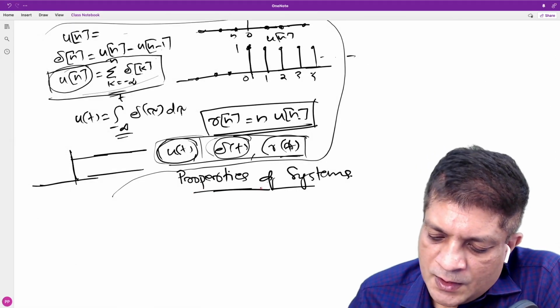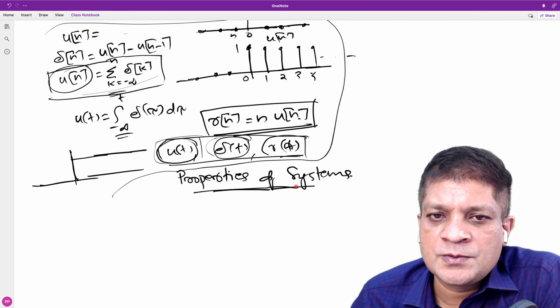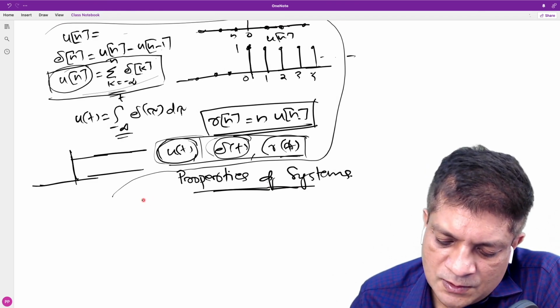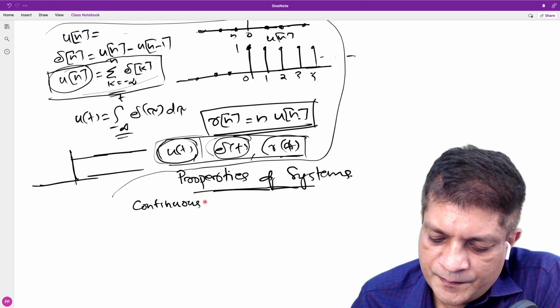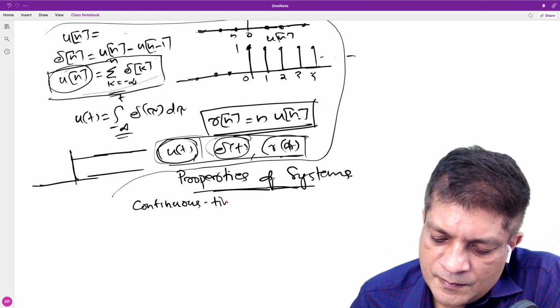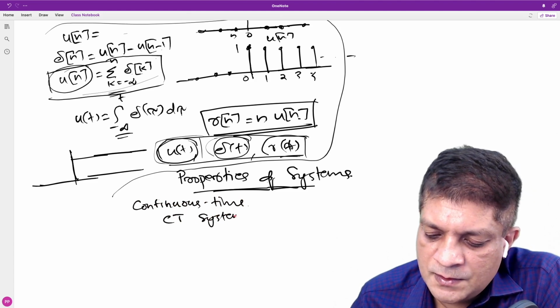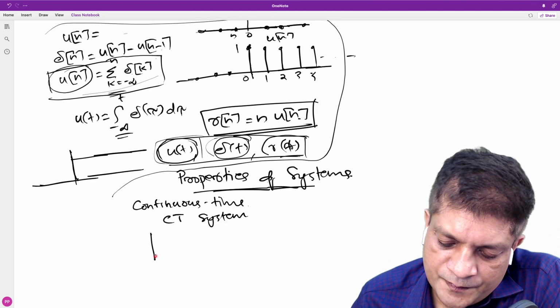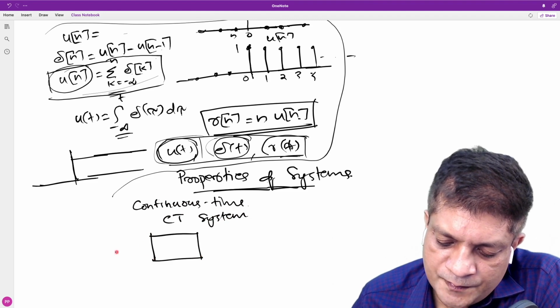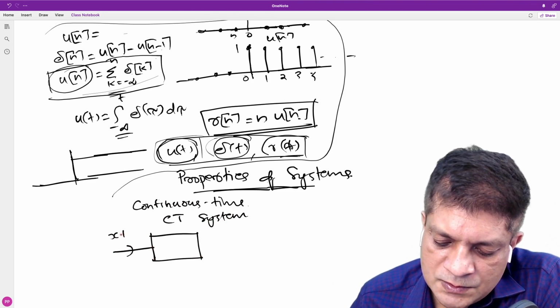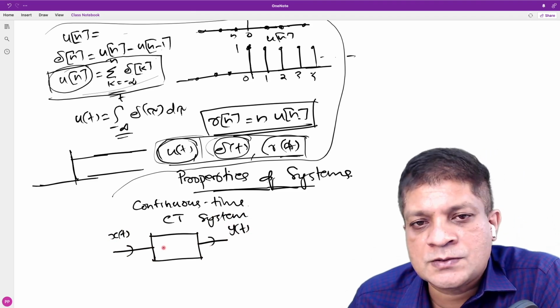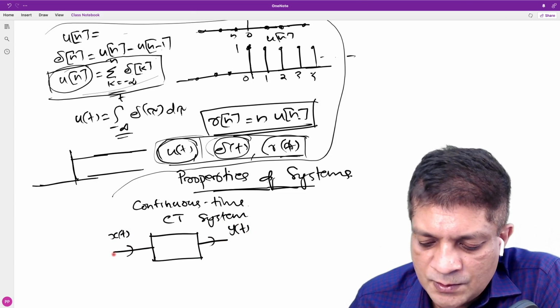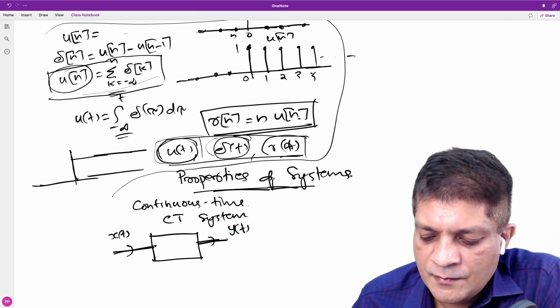Systems. In this course, we'll discuss two types of systems. One is called a continuous time system, and simply we write CT system. It is a continuous time system. We have a system. Input is a continuous time signal, and output is another continuous time signal. This is called a continuous time system. There is one input signal, one output signal.